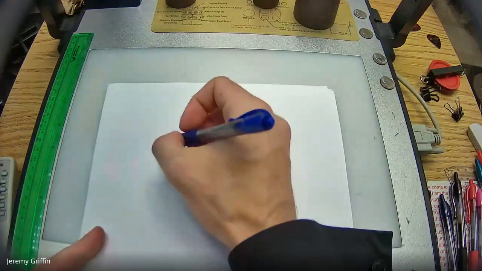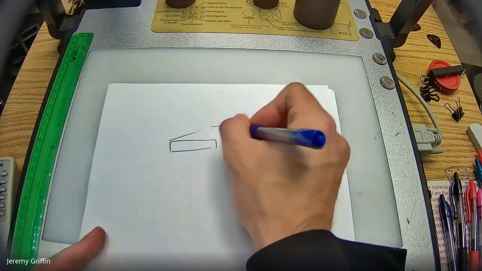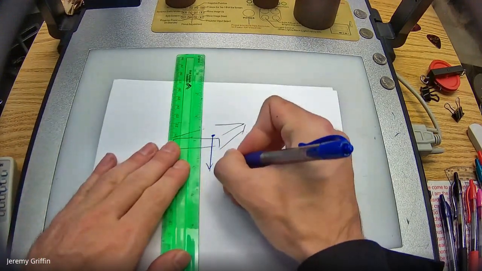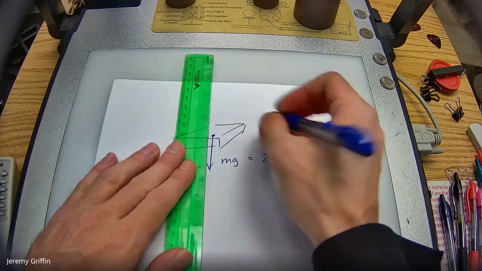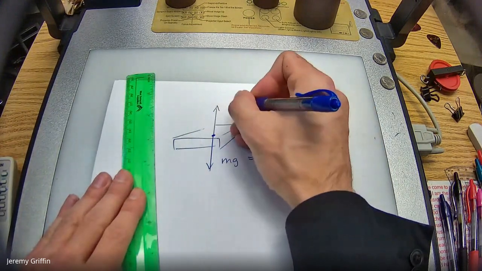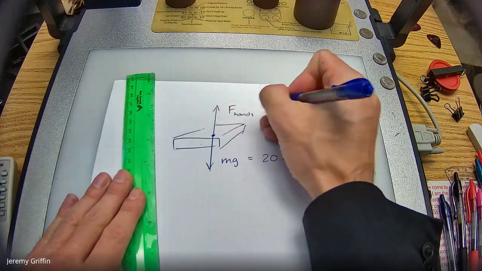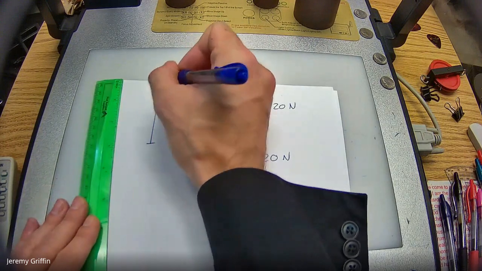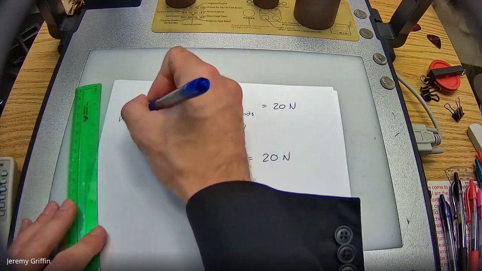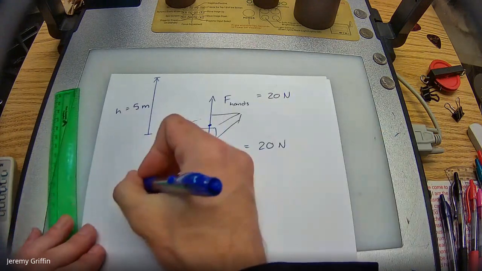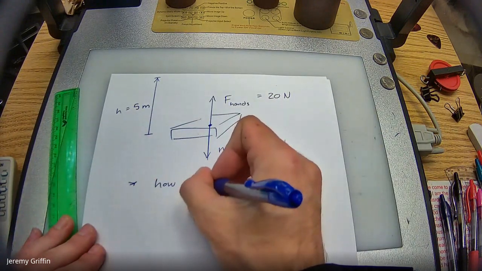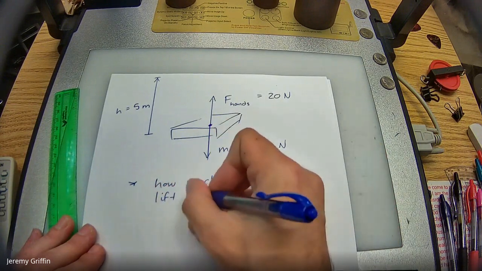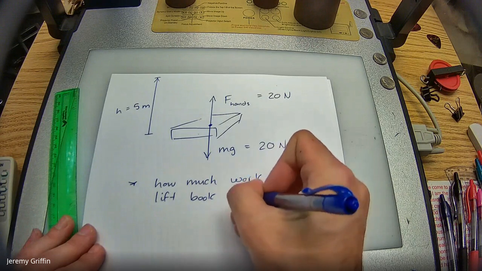But how about this though? What if, same book, same weight, 20 newtons. Let's say the same force from your hands holding it up, 20 newtons. But this time, we're going to take this book and move it upwards, a height of 5 meters. So how much work to lift the book 5 meters vertically?